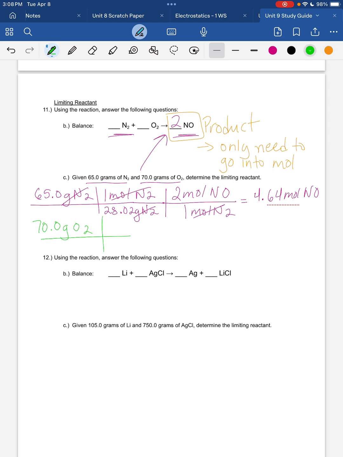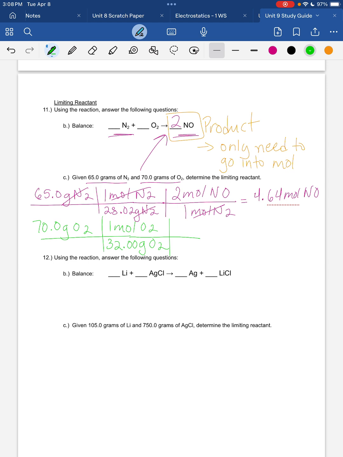Now comparing it to the oxygen. We're going to do the same exact setup. First step, change grams of oxygen into moles by using the molar mass. Oxygen has a mass of 16. There are 2 of them, so 32.00 grams of oxygen for every 1 mole of oxygen.